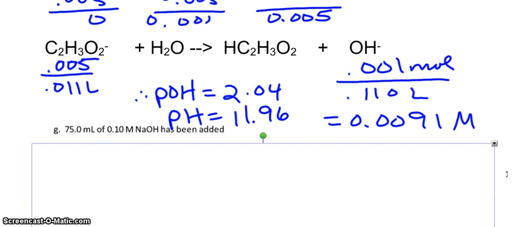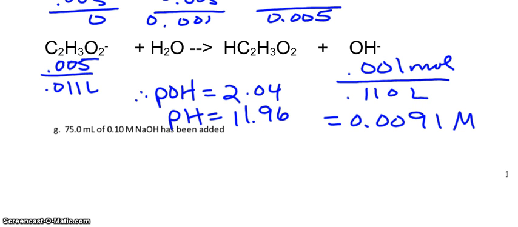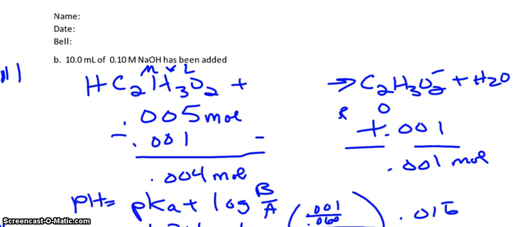0.001 divided by 0.110 is a 0.0091 molar solution. We can find the pOH, therefore the pH is 11.96. So another 10 mils is a huge jump in pH. You probably saw that in your lab on Friday, where you were working with a weak diprotic acid, and even a couple drops could make a huge difference. Imagine at this point what 10 milliliters would have done to your titration curve. So let's see what this titration curve looks like.